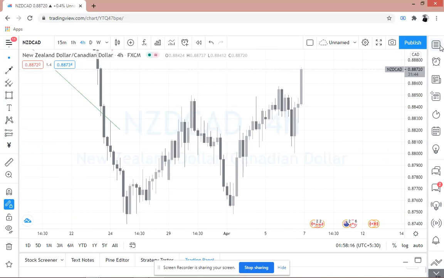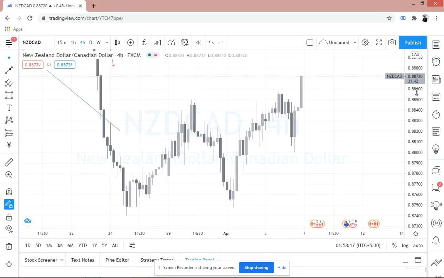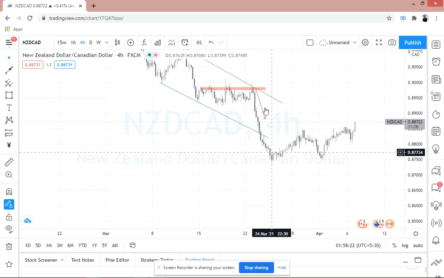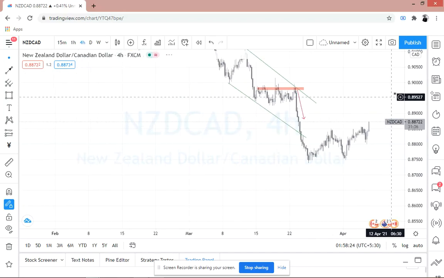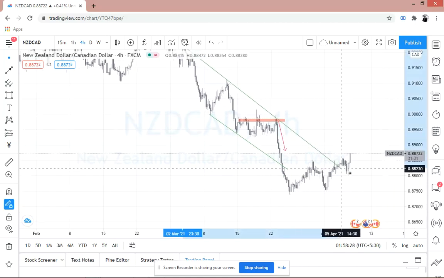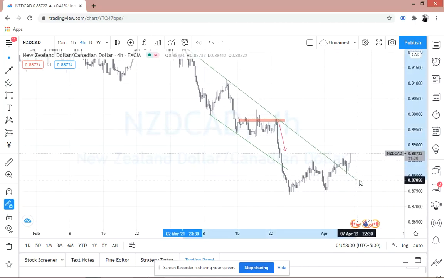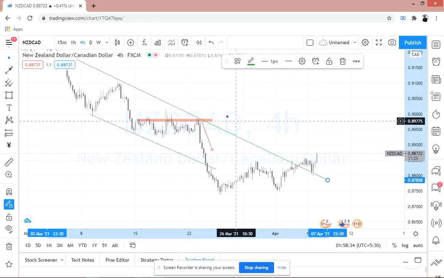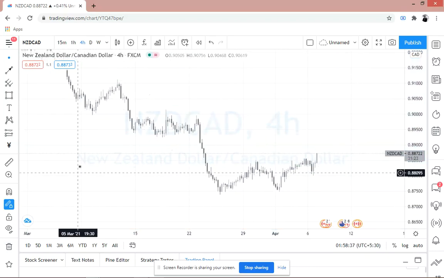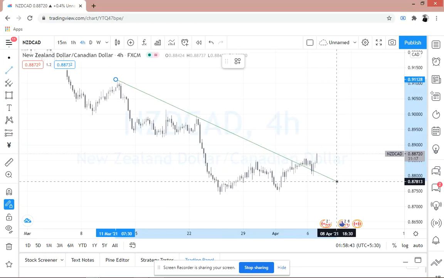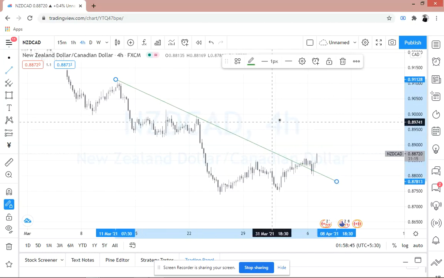So here we have NZDCAD, we have a strong bullish. And then over last week, the market should go down and it went down. So the major trend is still down. And finally, the market broke the trend line. The market has already violated the trend line. So let me draw the trend line.